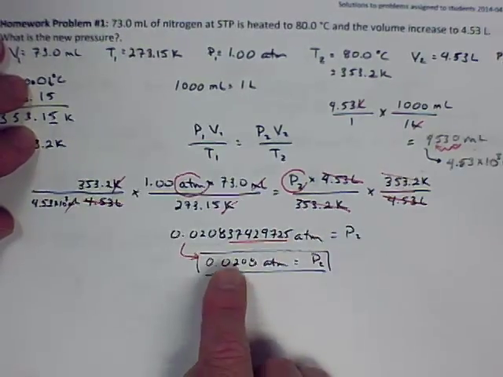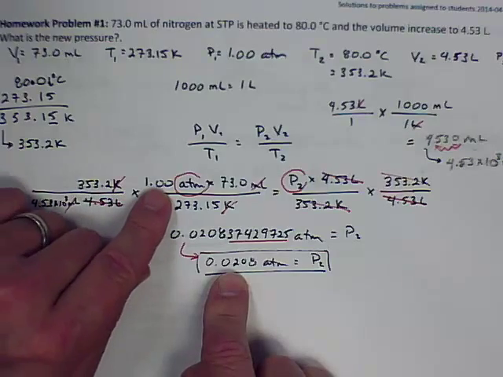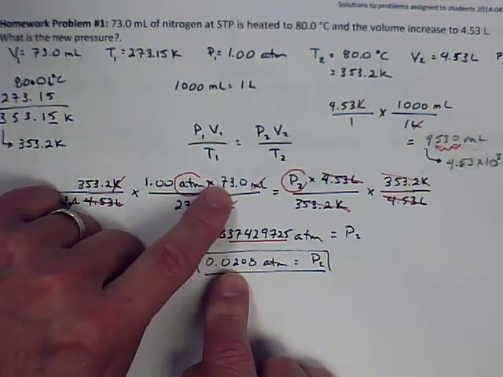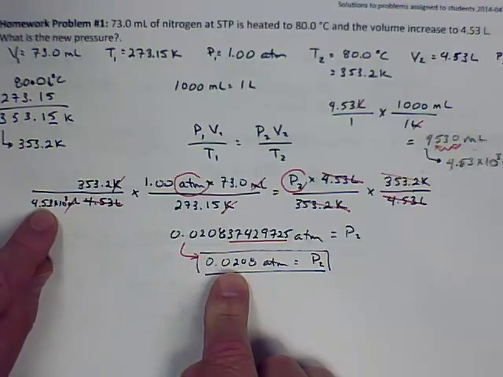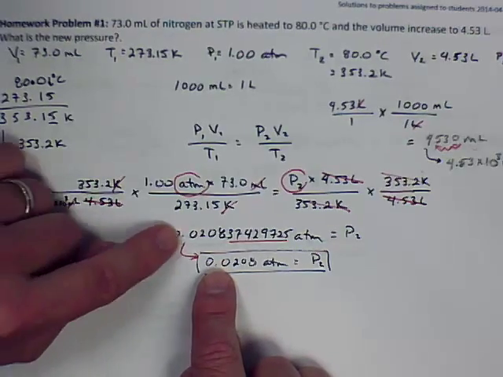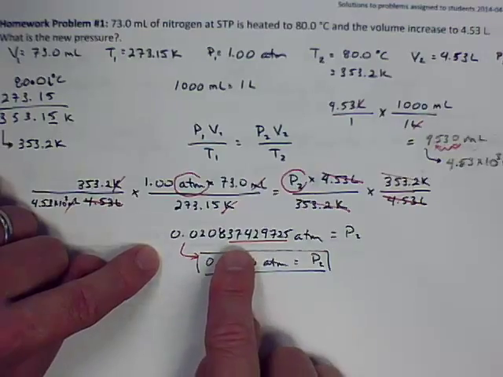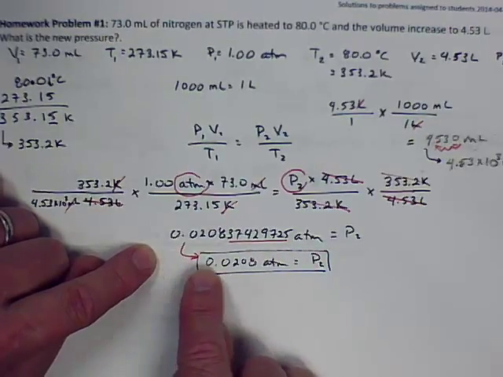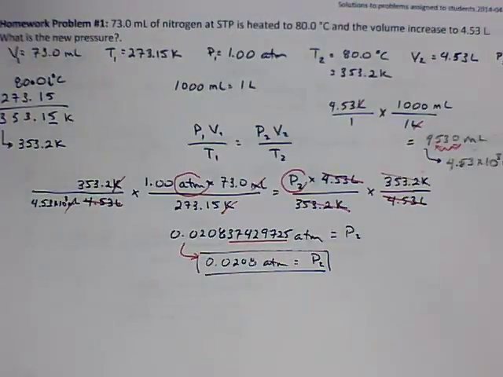That's fine. Round it off to 3 digits because this number has 3 digits, this one has 3 digits, and this number has 3 significant digits. So the leading zeros here are not significant. The first significant digit is the 2. Underline the insignificant digit, use an arrow to show it rounding off, and you get this answer. 0.0208 atmospheres is pressure 2.